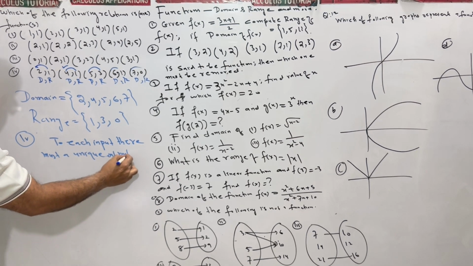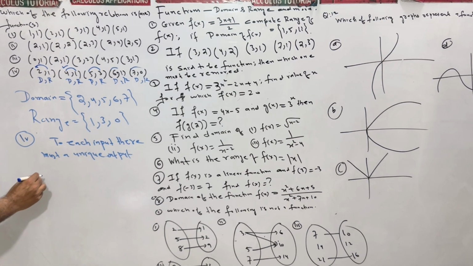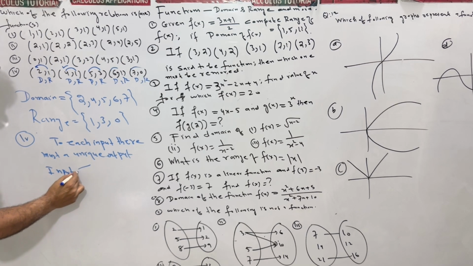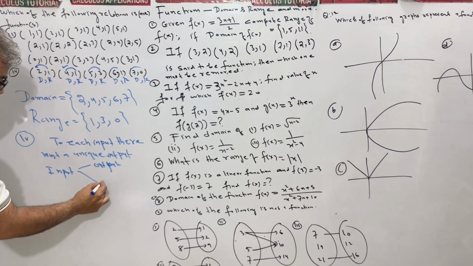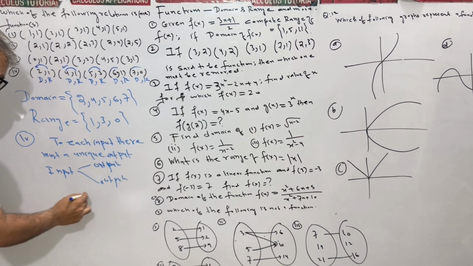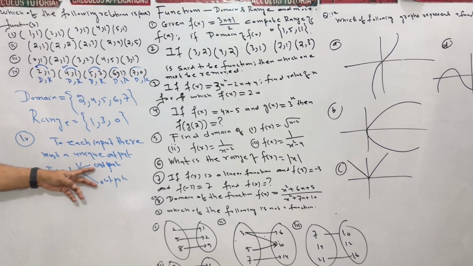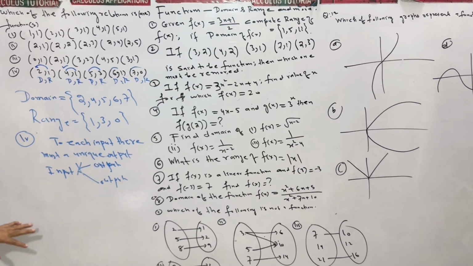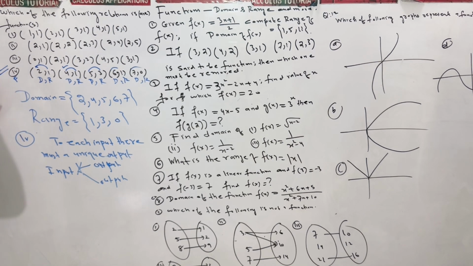Unique output means you just have to take care that a single input cannot give us more than one value. Single input, there must be single output, no double output. If a single input gives two different values, then it is not a function. Otherwise, it is a function. So 4 is our function. What about this?